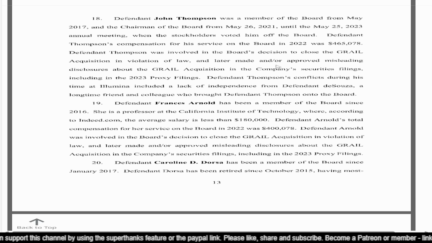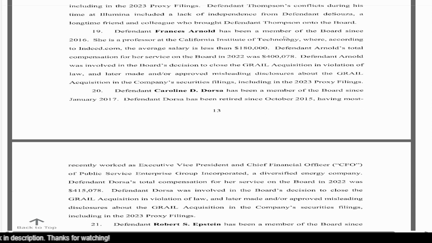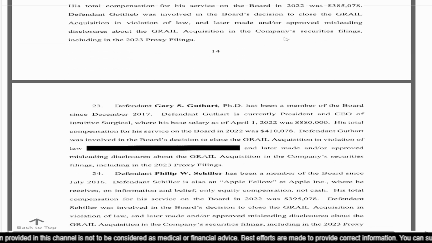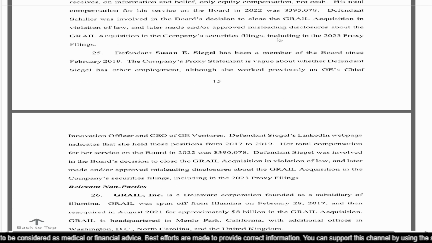Defendant John Thompson was a member of the board from May 2017 and the chairman of the board from May 26, 2021. So it goes on to talk about each of the defendants apart from D'Souza, and gives an idea of what they were earning from the board, to set a background of what kind of benefits they got from Illumina. So it covers all the defendants out here. And there are some redacted portions here and there.